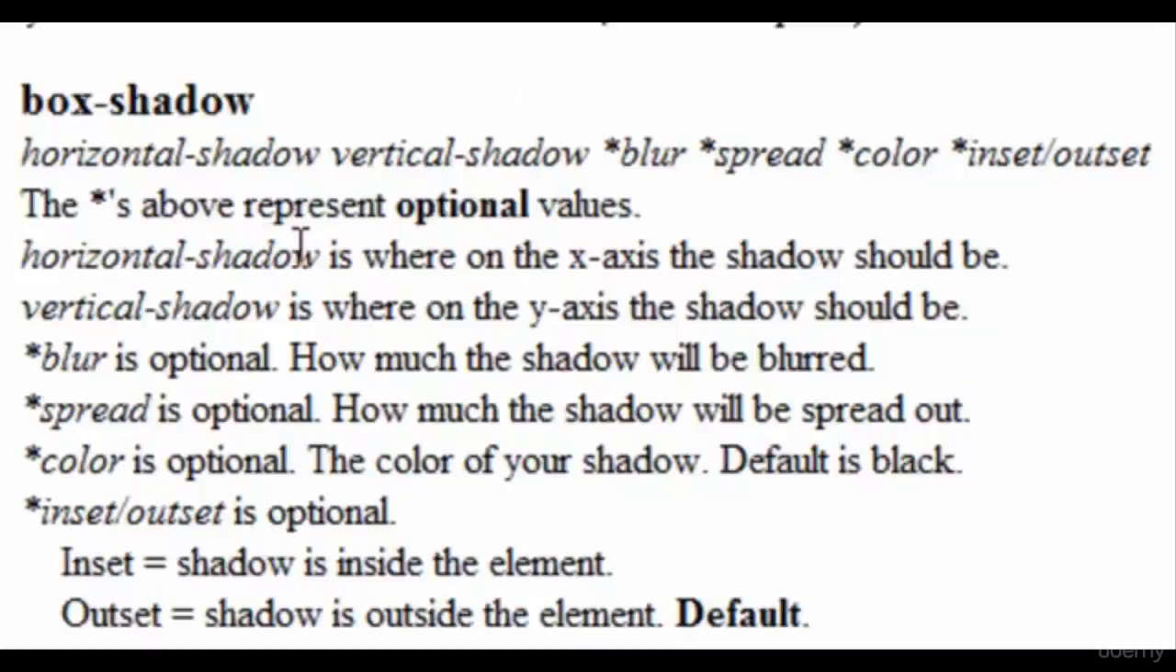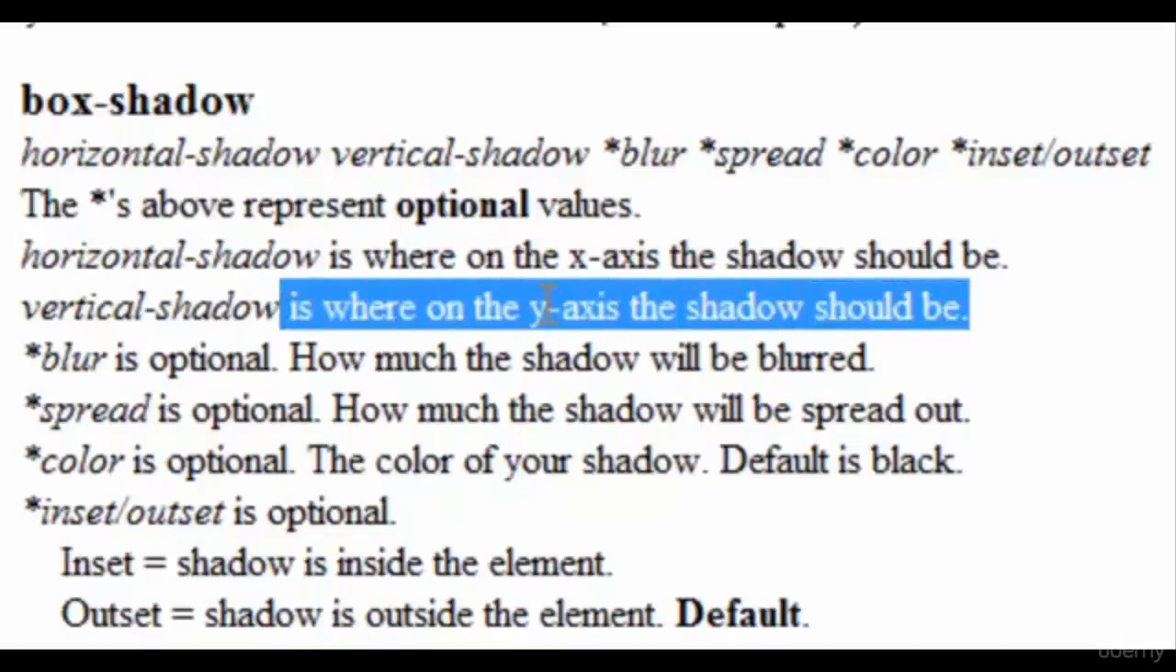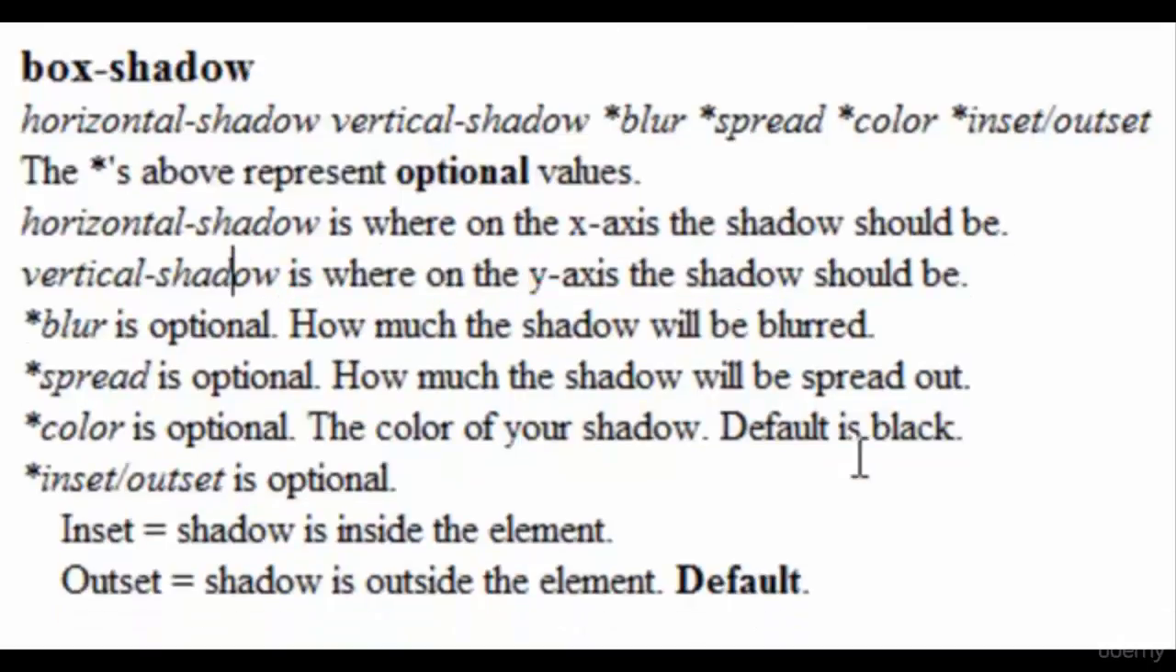The horizontal shadow is where on the x-axis that the shadow should be. So from your left to right, how far over do you want to move it? You can use a negative value for this too. So if you want to move your shadow over 10 pixels to the left, you would do minus 10 pixels. Vertical shadow is the same thing. You can use negative integers here, and this moves your shadow along the y-axis. Positive number will move your shadow downwards. Negative number will move your shadow upwards.